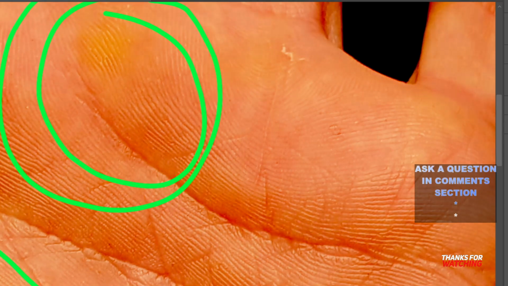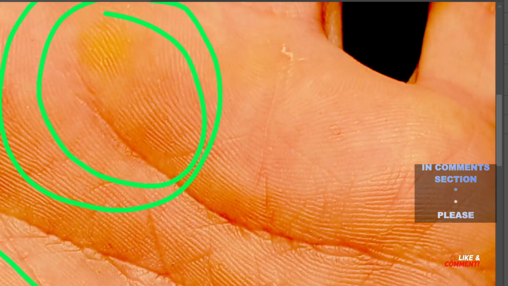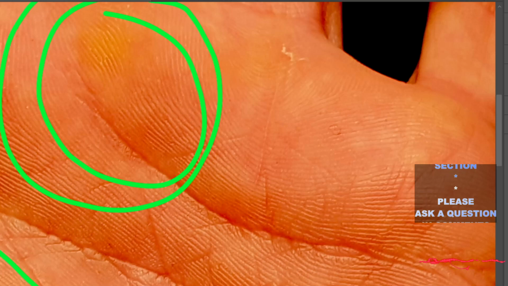Just one minute, I'm just tweaking the hand image a little bit so that you can see this line more clearly.